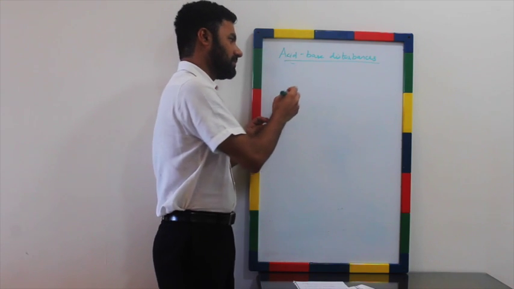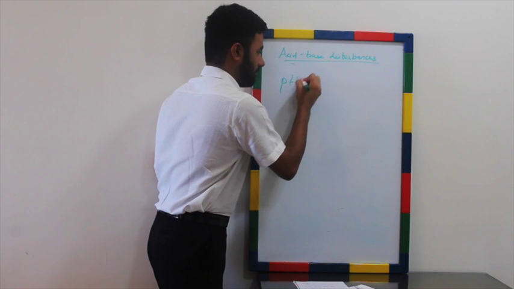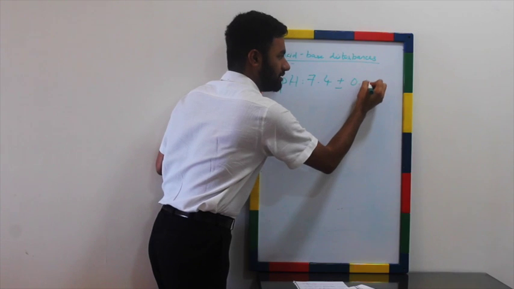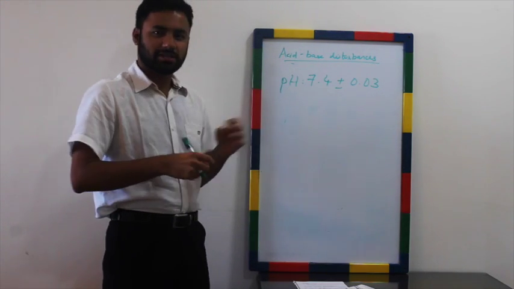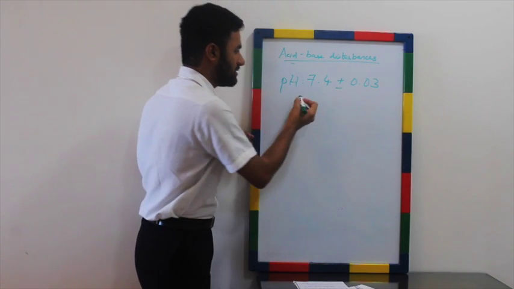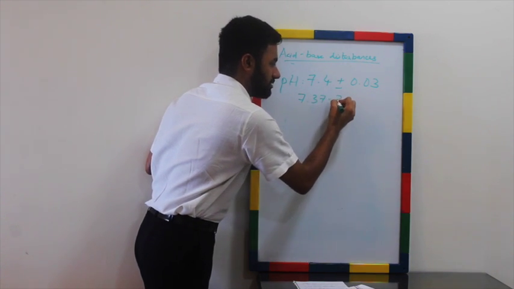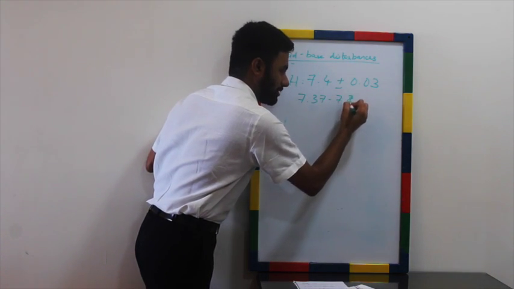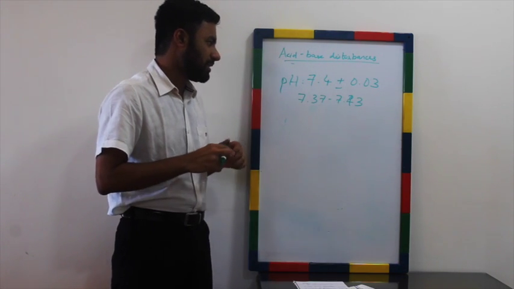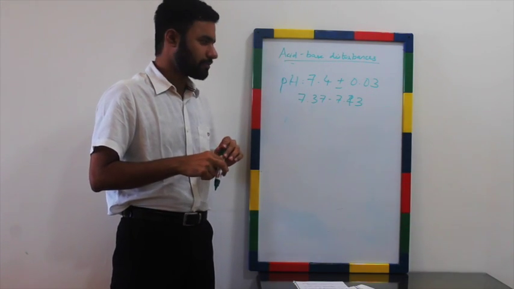As we know, the pH of the blood is maintained at a very narrow range between 7.4 plus or minus 0.03. Some books have mentioned it as 7.4 plus or minus 0.04 or 0.05, which means that the normal pH ranges from 7.37 to 7.43. Also, you may consider 7.35 to 7.45 as the normal range.